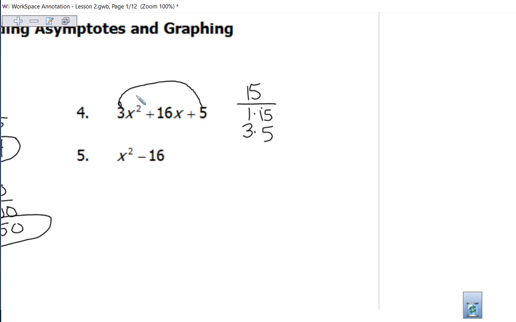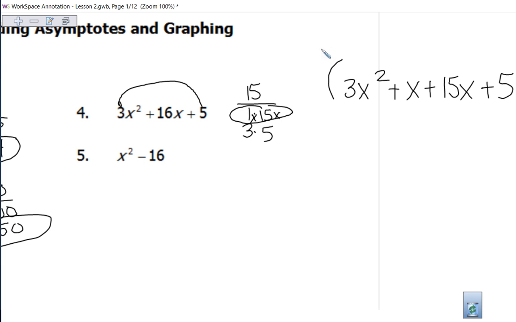Now we're about to factor by grouping. So we're going to split up the 16x. We're going to use these two numbers here. We'll use a 1x and a 15x. So this would be 3x squared, and then use these two values. So this would be plus 1x plus 15x plus the constant, which is 5. So break up the middle term using the two numbers you found. Now we're ready to group them. So group the first two, group the last two.